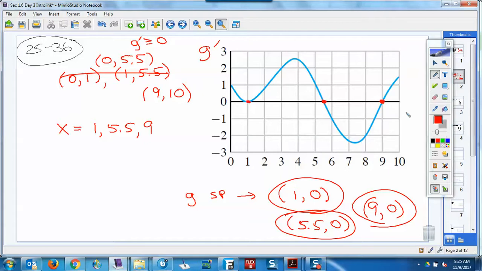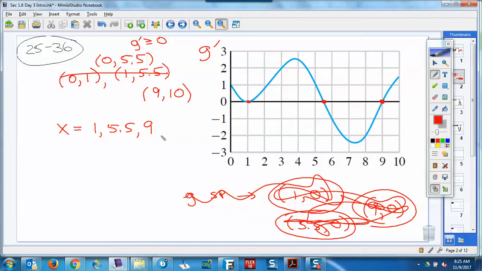These are points on the G prime graph, right? The x coordinates are good. The y coordinates are 0 on the G prime graph, not on G. So we have no idea if these are the points on the G graph where the stationary points are. So that is actually a wrong answer, okay? And so that's why whenever the question is where, we're giving x values, just like our intervals here are x values, x coordinates. That's how we want the answer to look.